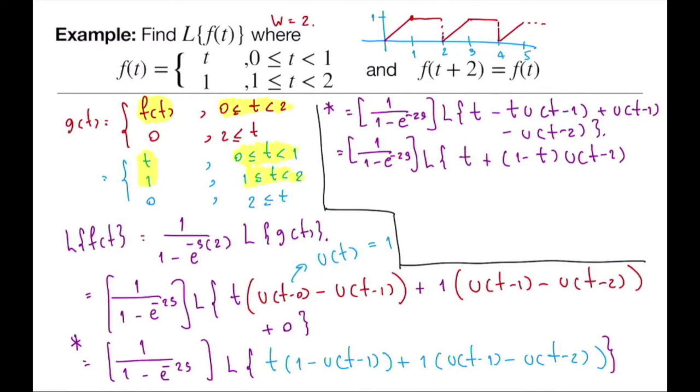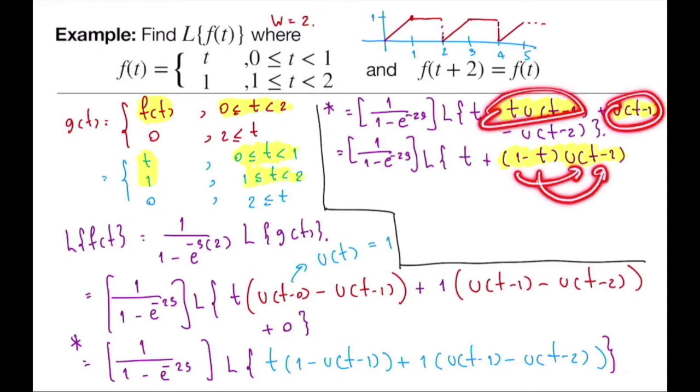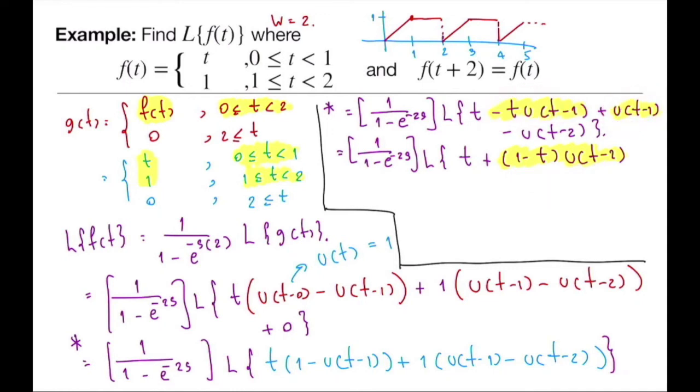This term is the sum of this term and this term. Because if you multiply this, you get this term back. You multiply this, you get this term back. Okay, and then minus u(t minus 2).